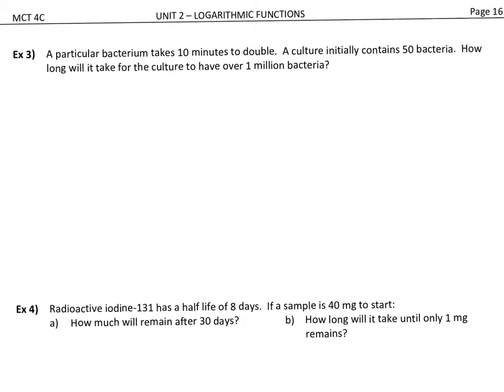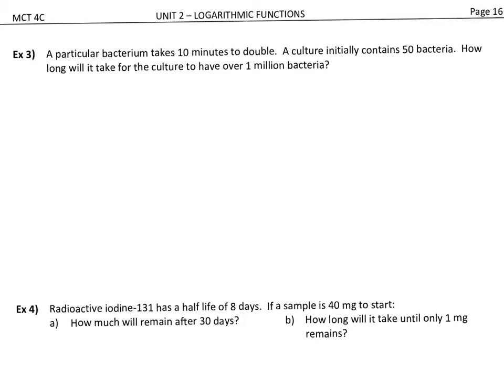Okay, beginning with example 3 here, we have a particular bacterium that takes 10 minutes to double. So 10 minutes is how long it's going to take one bacteria to then turn into 2, and then 10 minutes after that, that 2 would turn into 4, so at the 20-minute mark we would have 4. 10 minutes after that, that 4 would turn into 8, and so on from there.